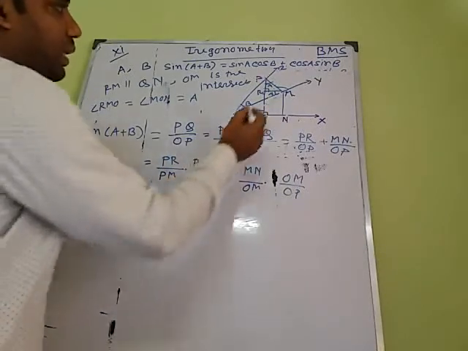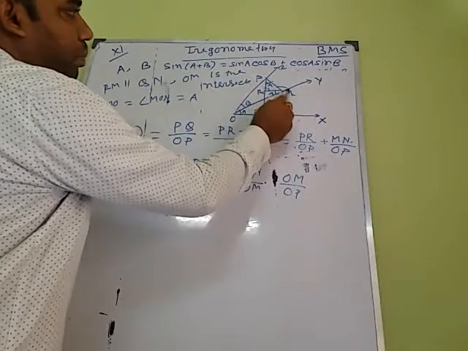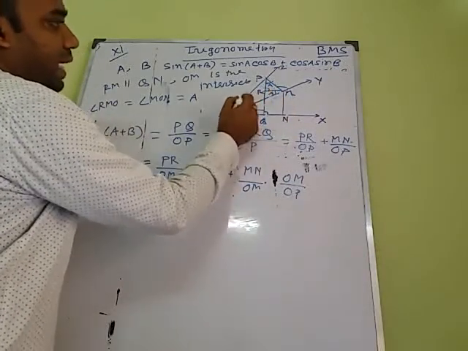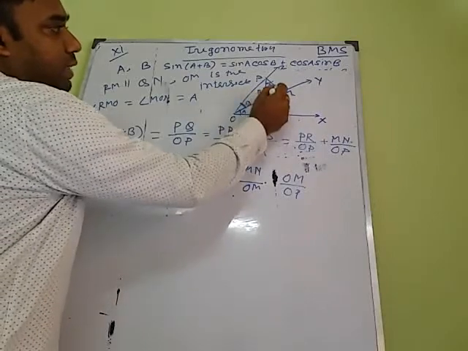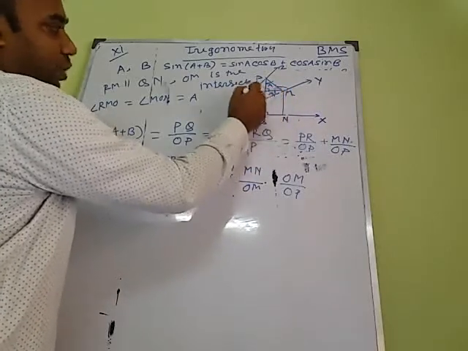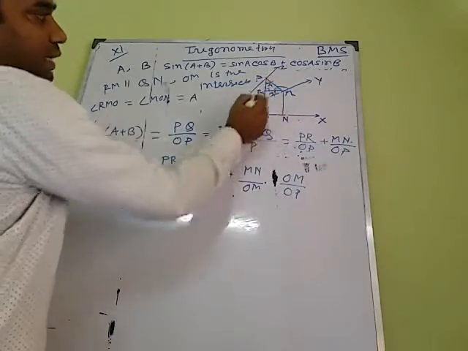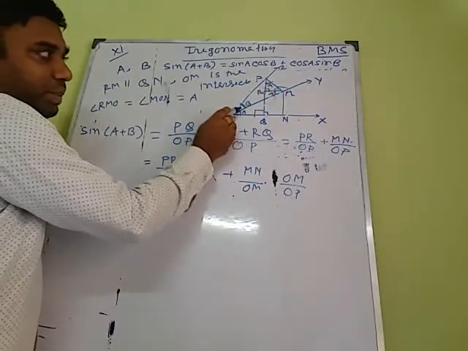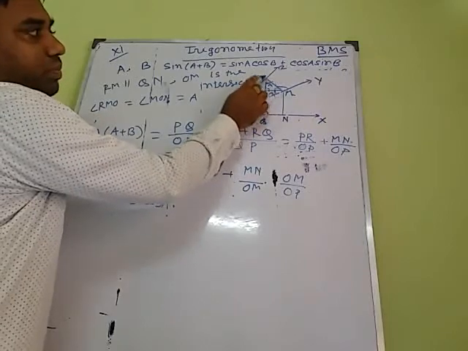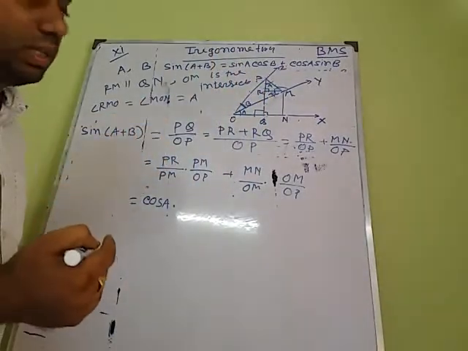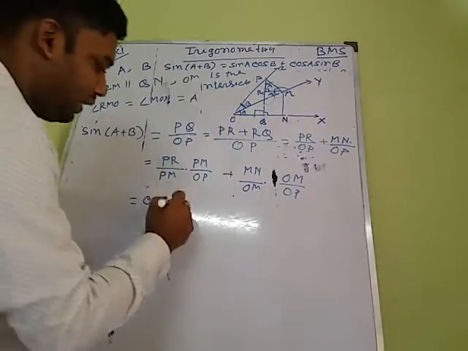PM by OP, that is angle B, that is 90 degrees. So PM, if I take that angle B, this will be perpendicular by hypotenuse of angle B, so that is sine B.